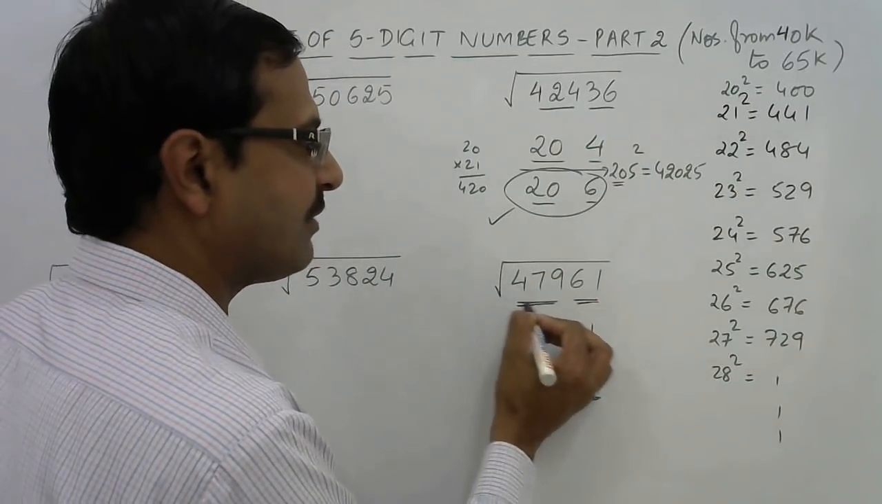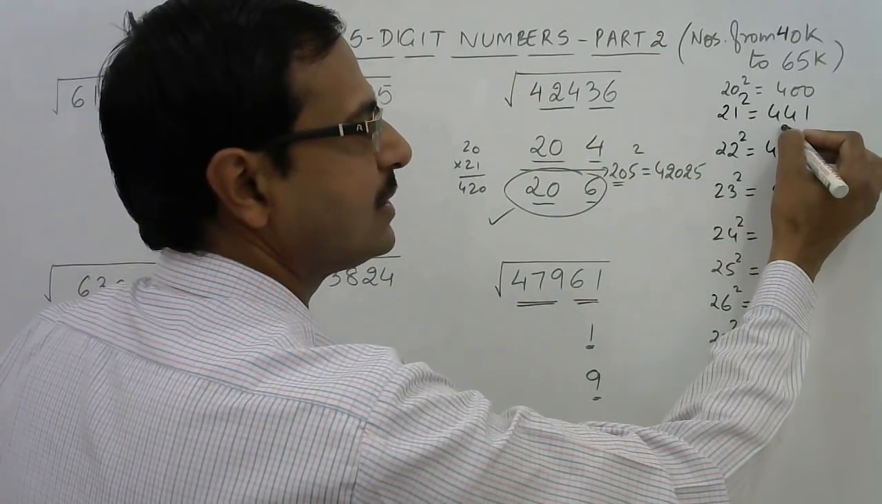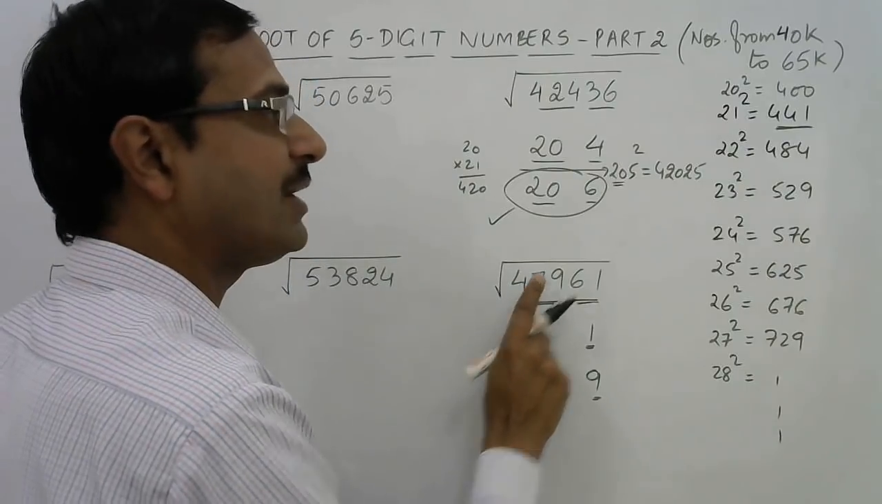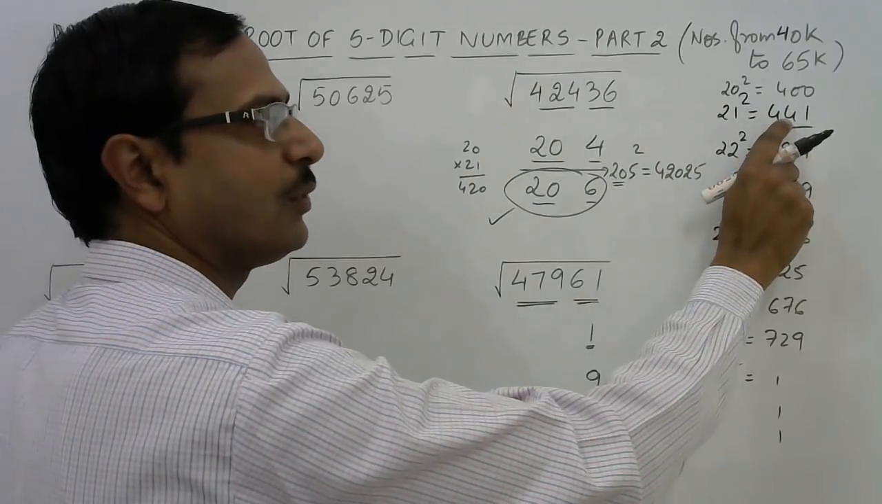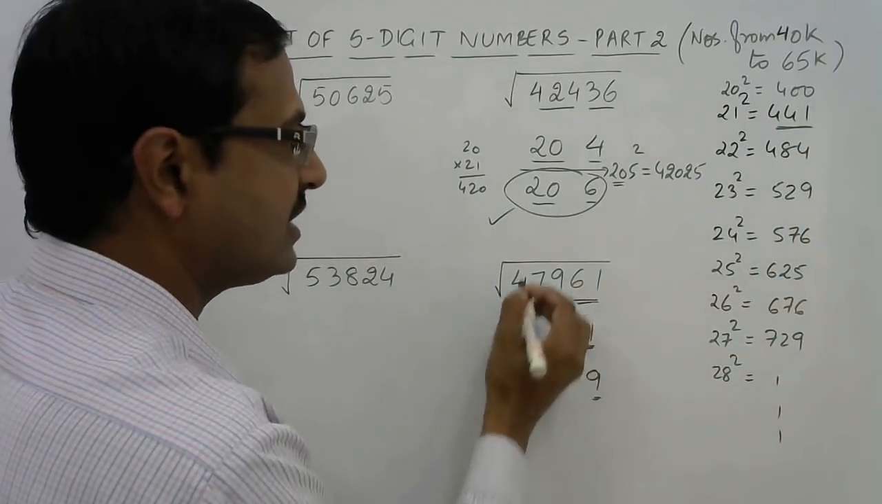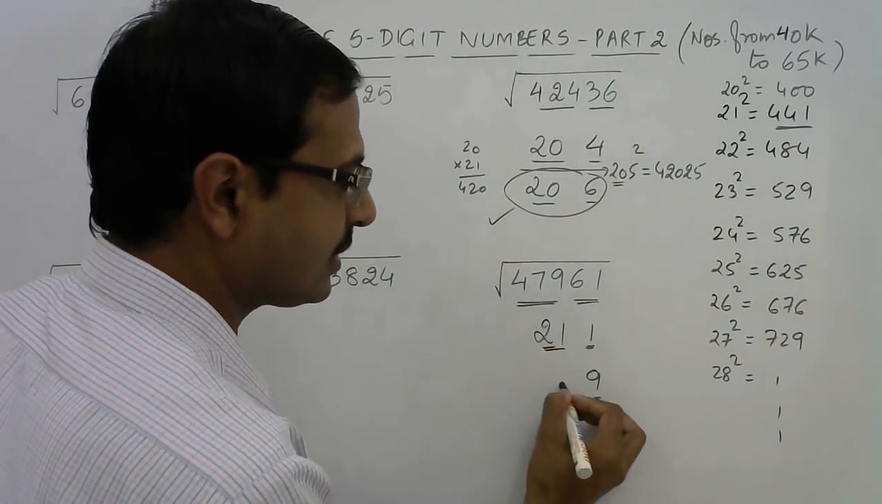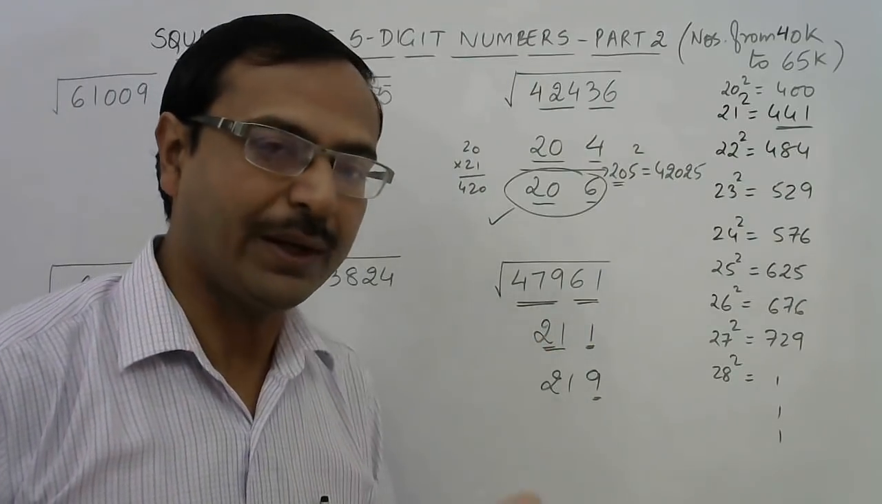Now see 479. 479 is slightly more than 441, but 479 is less than 484. So I need a number which is less than this. So 441, that means it is 21 square. So 21 will form the other part of the answer. So either our answer is 211 or our answer is 219.